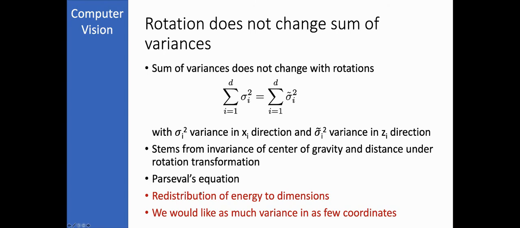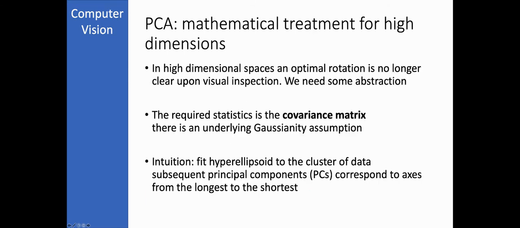So the idea about PCA is we want to redistribute the energy. So redistribute sigmas into new sigmas, such that if I plot these sigmas, very few of them will be very high, and the rest will be close to zero. That's the goal. Now, in the 2D case, we could achieve this simply by visual inspection and finding the correct rotation, but this will not be possible in high dimensions, so we need some level of abstraction.